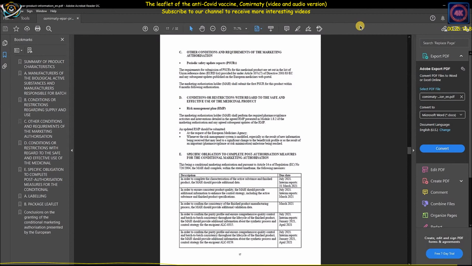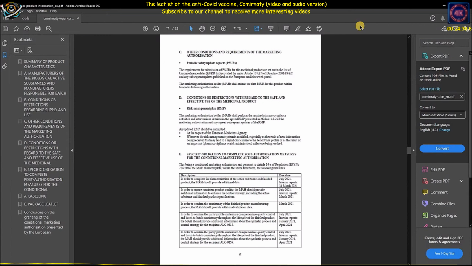In order to confirm the consistency of the finished product manufacturing process, the MAH should provide additional validation data. March 2021. In order to confirm the purity profile and ensure comprehensive quality control and batch-to-batch consistency throughout the life cycle of the finished product, the MAH should provide additional information about the synthetic process and control strategy for the excipient ALC-0315. July 2021. Interim reports, January 2021, April 2021.